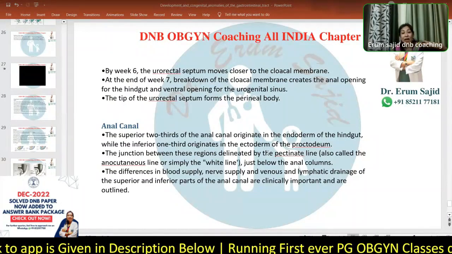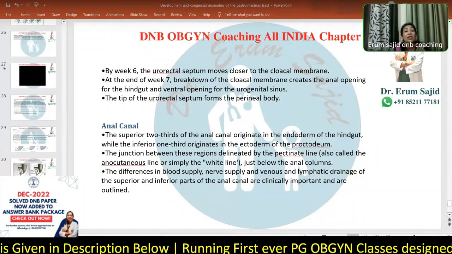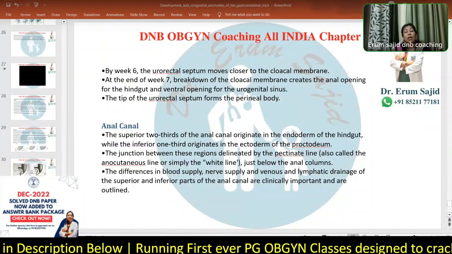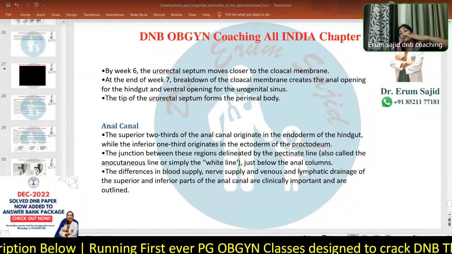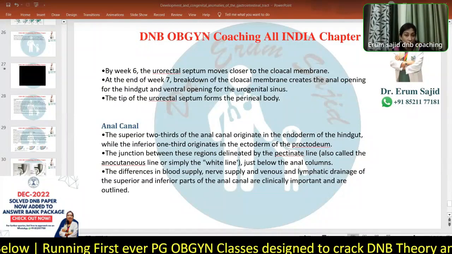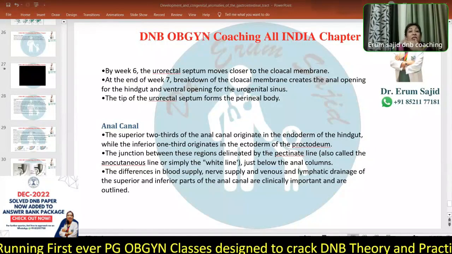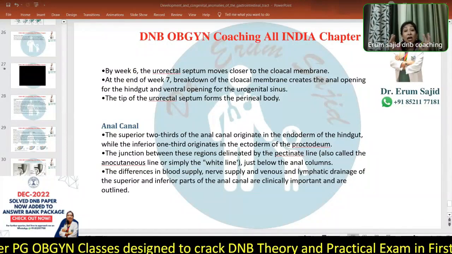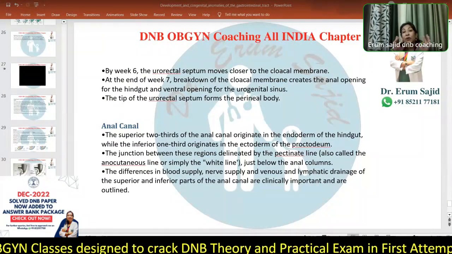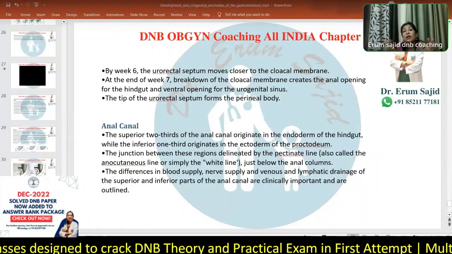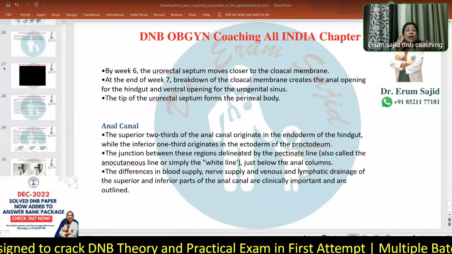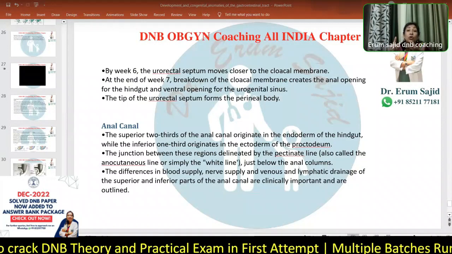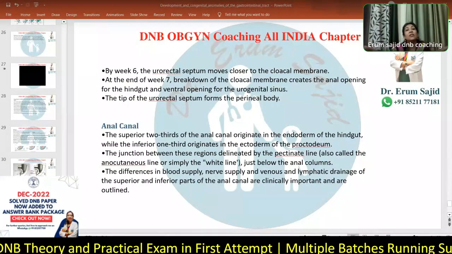A junction between these regions is delineated by the pectinate line, also called the anocutaneous line or white line. You have the anal columns above, and there is a separate origin below. There's a lot of difference between these two portions. They are portions of the same anal canal, embryologically different, and because they're embryologically different, everything changes: the blood supply, the lymphatic supply, the origin, the mucosal lining, everything is different.